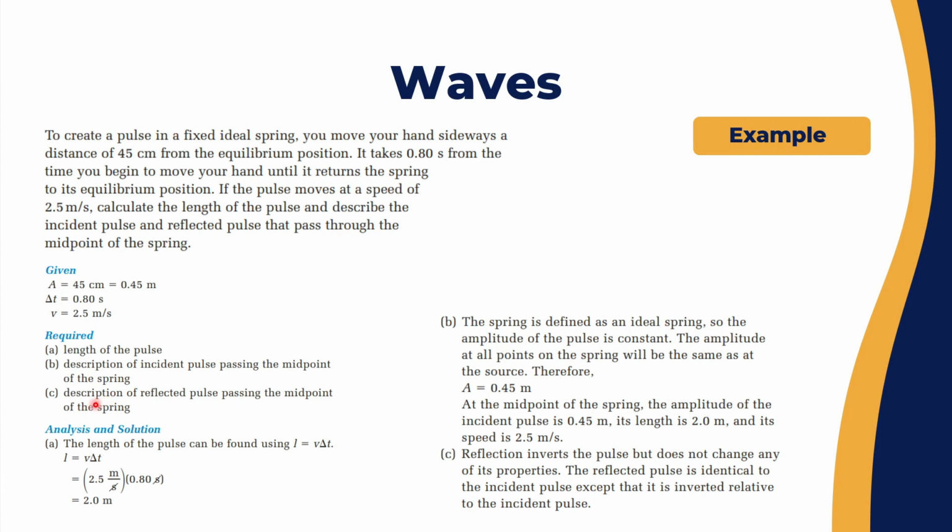The third part describes the reflected pulse passing the midpoint of the spring. The reflection inverts the pulse, but does not change any of the properties. The reflected pulse is identical to the incident pulse, or the initial pulse, except that it would be inverted, as we learned, relative to the incident pulse.